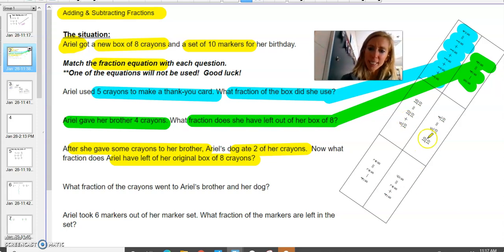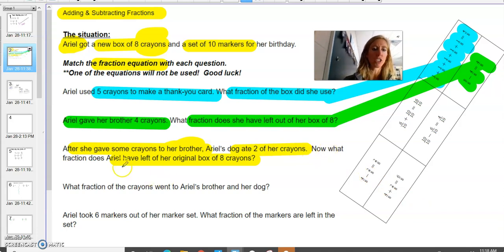Okay, these are working in tenths, and that's not what I'm working in. I'm working with a box of 8 crayons, so it needs to be 8ths. So it's one of these. Both of them are starting with 4/8, and that makes sense because she only has 4/8 left after she gave some to her brother. So now when the dog ate 2 of them, is that subtracting or adding? That would be, well, let's see.